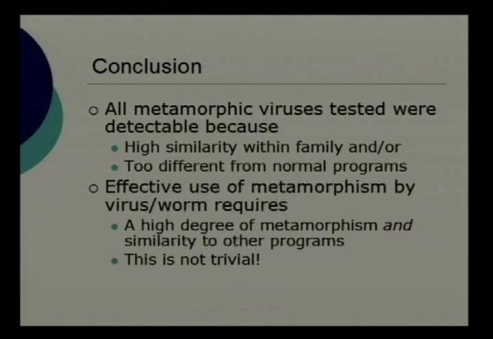So we see that all metamorphic viruses, including the ENVIC family, were detectable, either because they have high similarity within the family, meaning they have a low degree of metamorphism, or they are too different from normal programs. So we conclude that the effective use of metamorphism by any virus or worm actually requires both a high degree of metamorphism and also some similarity to other programs. And this is not trivial, and not as easy as it seems. I think that explains why we don't see many metamorphic virus outbreaks, because it is not as easy as most people would believe.